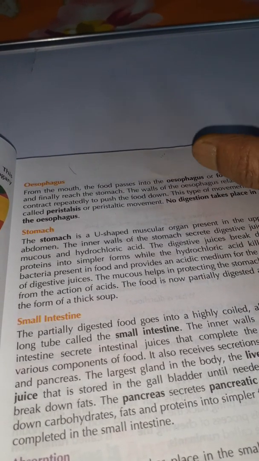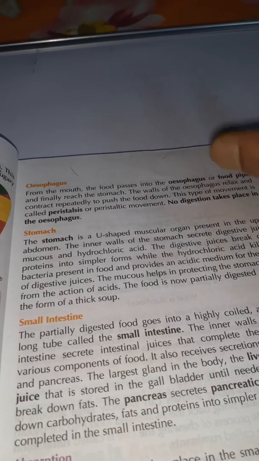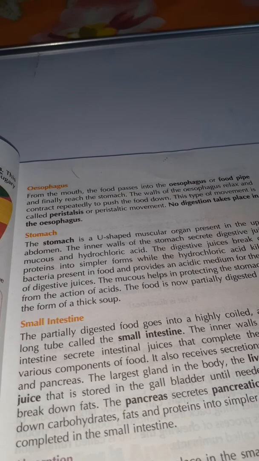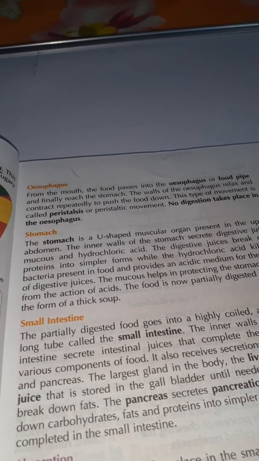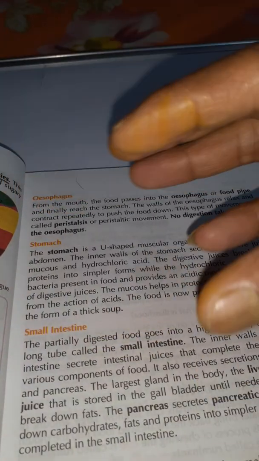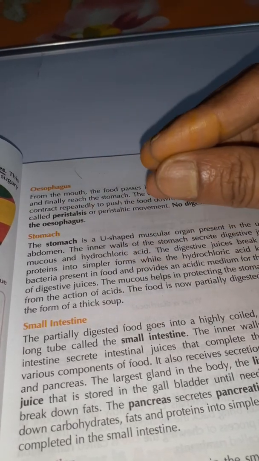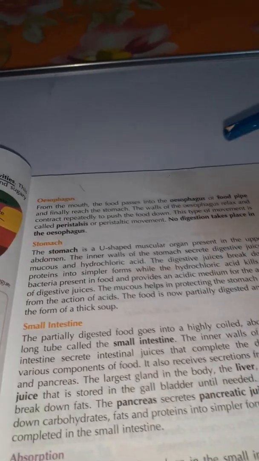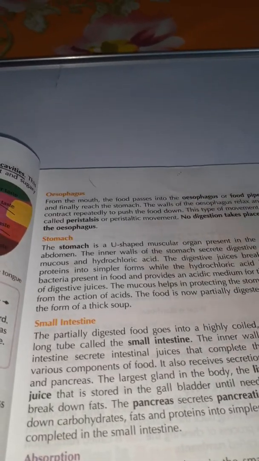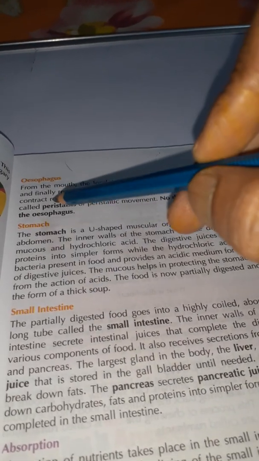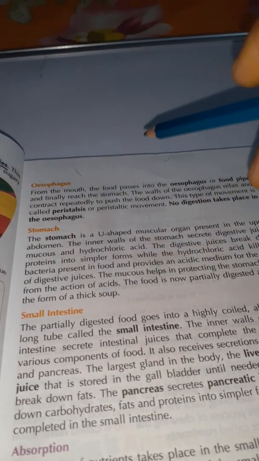Now, what is the function of the oesophagus? The walls of the oesophagus, the throat, from where the food goes to the food pipe and then to the stomach, always contract like this. It contracts and relaxes, contracts and relaxes. It helps the food go to the stomach by pushing the food down. This type of movement is called peristalsis. What is that movement?